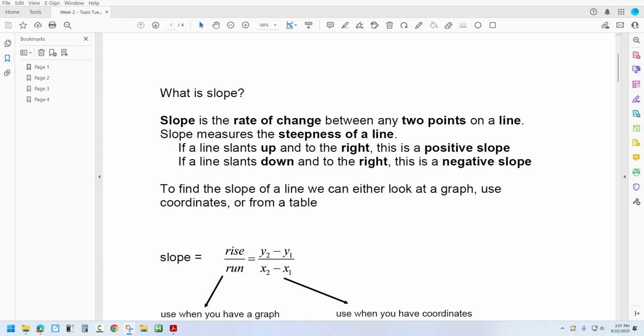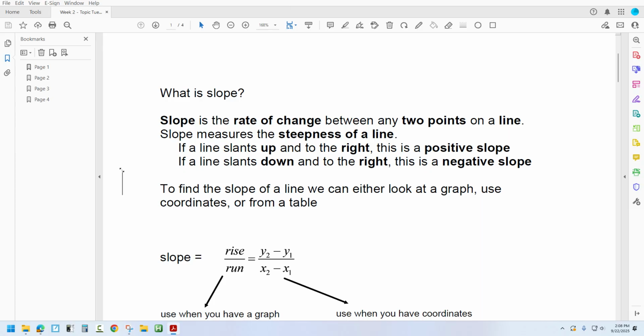So our week 2 topic is going to be on slope. I'll go through a few of the topics about slope, and then we'll take a look at any examples that we want to take a look at. Okay, so first thing to understand, what is slope?